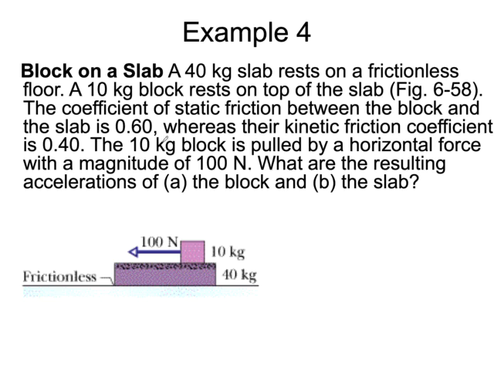So in this case, we're applying 100 newtons to this 10 kilogram mass, and it's sitting on top of, and there's some friction between it and this other thing, and it's sitting on top of a 40 kilogram object that's on a frictionless surface. It must be an air hockey table. We're given that the coefficient of static friction is 0.6 and the kinetic friction is 0.4.